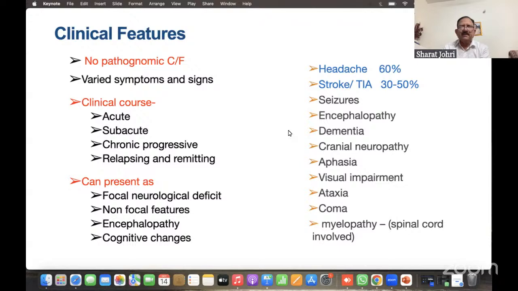Among the various symptoms reported in literature, headache is probably the most common, found in 60% of cases, followed by stroke or TIA, in about 50% of cases. But other symptoms like seizures, encephalopathy, dementia, cranial neuropathy, aphasia, visual impairment, ataxia, and coma can occur. Even myelopathy can occur if there is involvement of the blood vessels of the spinal cord.